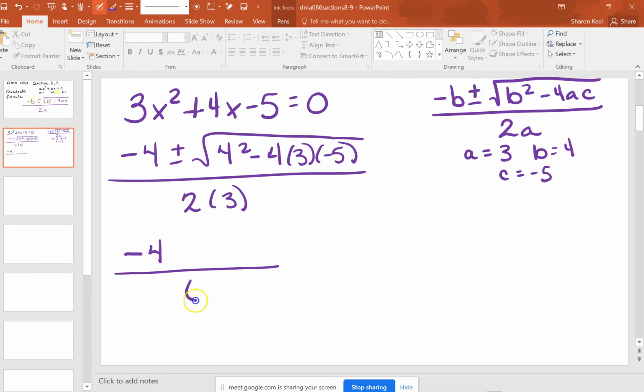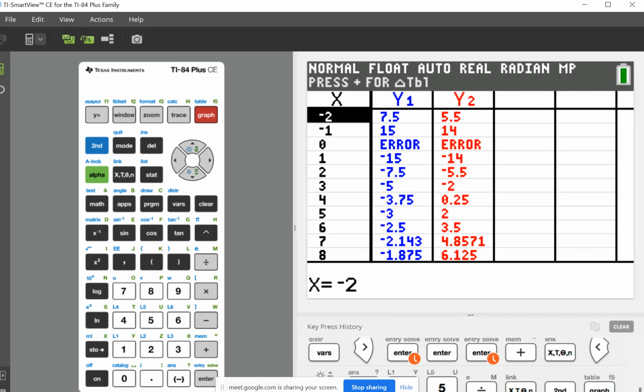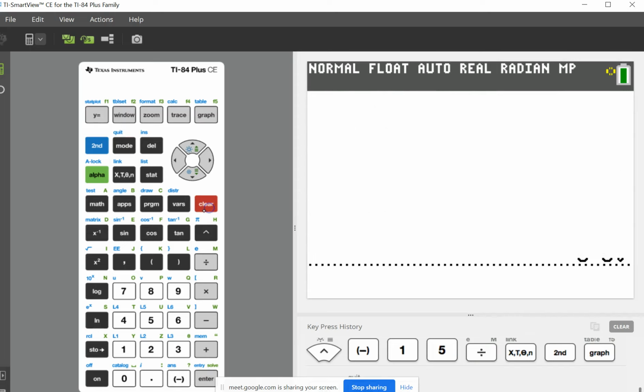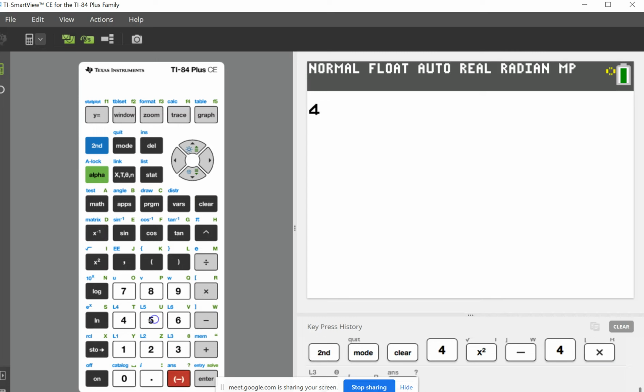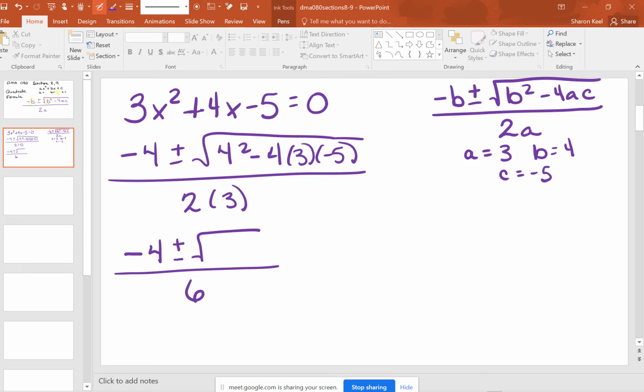2 times 3 is going to give me 6. I'm going to write the plus minus, and then here, I'm going to draw my square root sign. Now this part, I'm going to key in on the calculator. However, I'm not going to use the square root sign. I'm just going to do 4 squared minus 4 times 3 times negative 5. I'm only typing in what's under the radical, and that's going to give me a positive 76. So under the radical here is a 76.